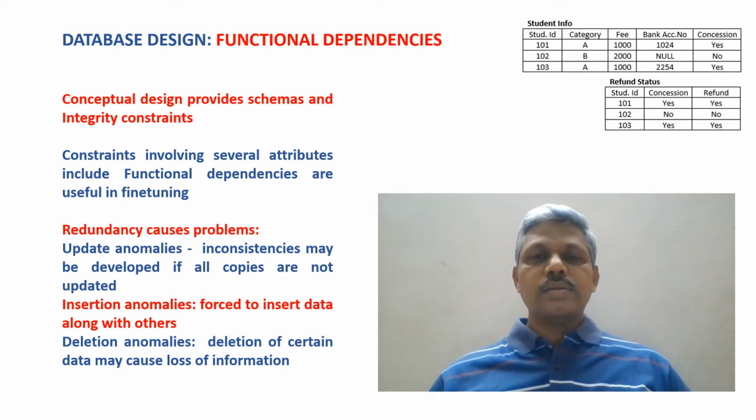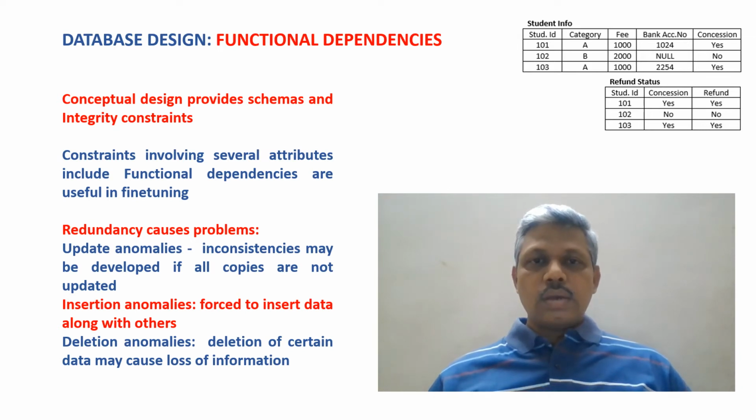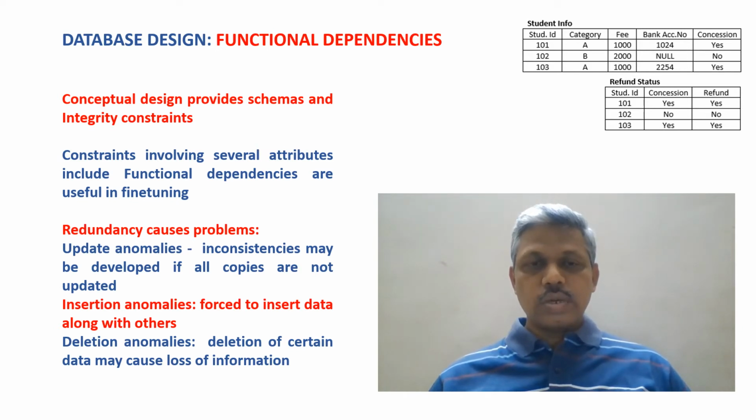For example, in this small example that we consider, look at the concession. For student IDs 101, 102, 103, the concessions are yes, no, and yes. Initially, let us assume that the student with student ID 102 has no concession. Now, because of some rule, he was given a concession. Then we will update the status of concession from no to yes.